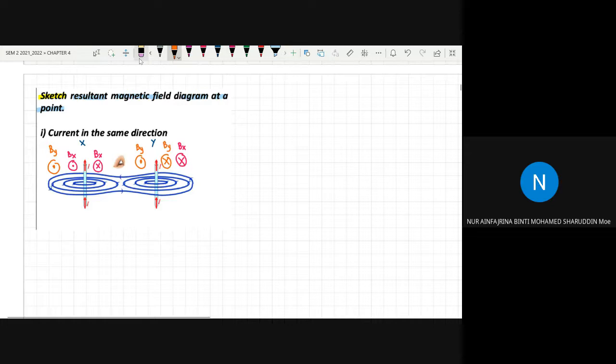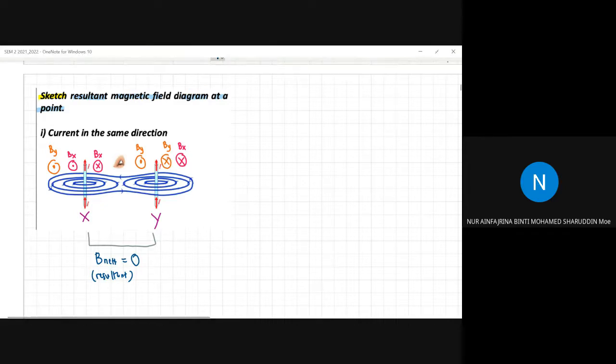So ini mesti label sebagai wire X and wire Y. I'm going to label it here so that you can see clearly. So this is wire X and this is wire Y. And cuba tengok. Awak ada satu magnetic field yang masuk dan satu magnetic field yang keluar. Jadi awak punya resultant, maksudnya awak punya B net ataupun kita boleh guna resultant dia adalah 0. Okay, dia adalah 0.